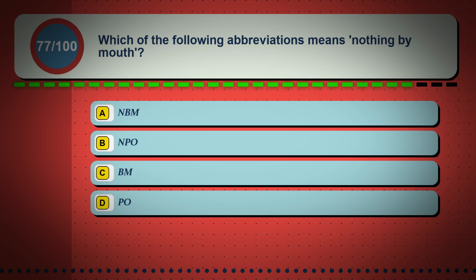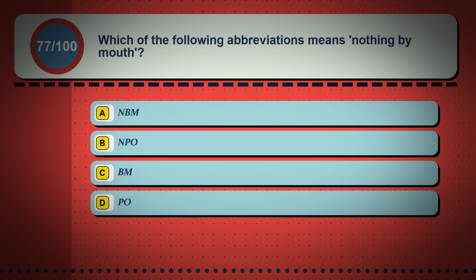Question 77. Which of the following abbreviations means nothing by mouth? Option A, NBM. Option B, NPO. Option C, BM. Option D, PA.